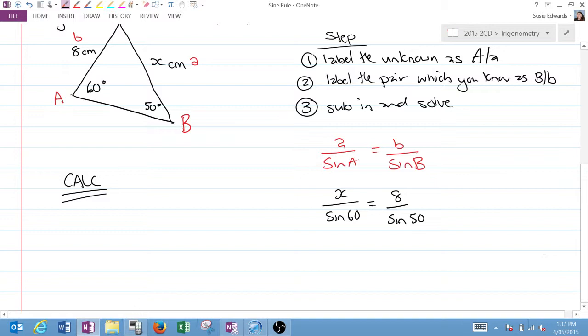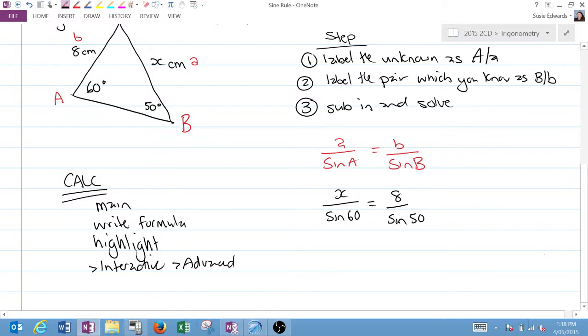So in your calculator, in Main, you write the formula. You highlight it and you go Interactive, Advanced, Solve, and OK.